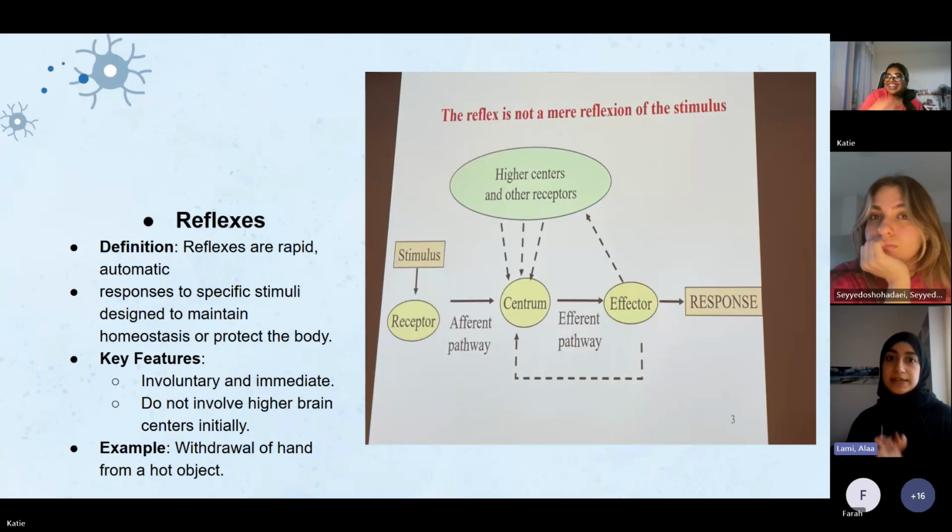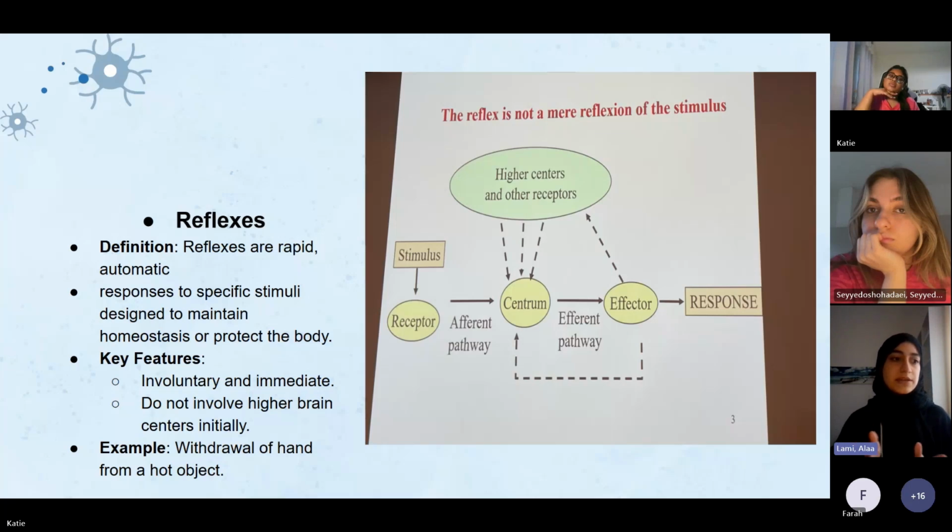Now, as for reflexes, reflexes are rapid automatic responses to certain stimuli. And we have reflexes to either protect the body or to just maintain homeostasis. Now, we need to know that reflexes are involuntary and they happen immediately, and they don't involve higher brain centers initially. So what is an example of a reflex? If you touch something hot, you remove your hand without thinking. So that's a reflex. And this diagram that I put here is in your presentation. So make sure to understand it because it explains the general concept of reflexes.